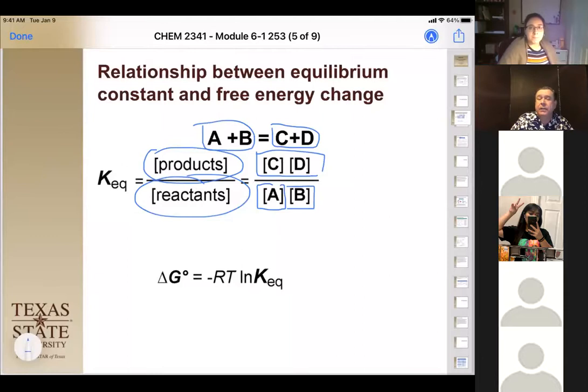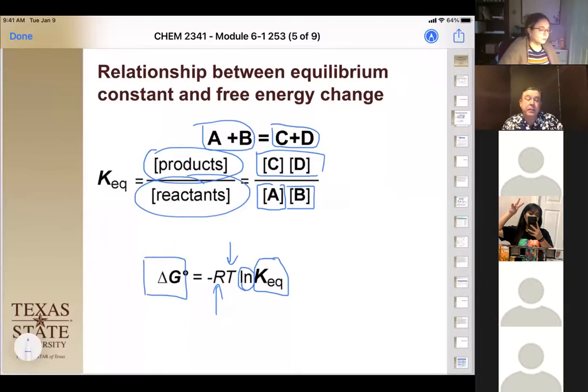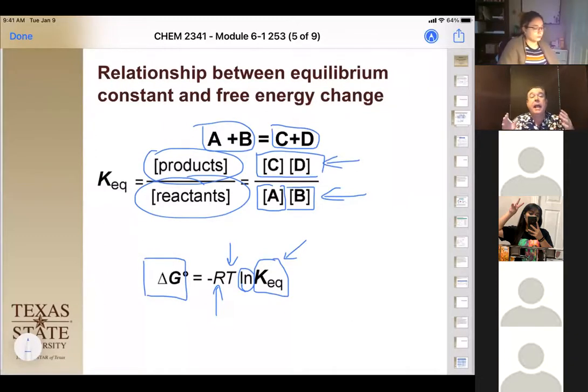But how does that relate to free energy? We have an equation here. If we take the natural log of the equilibrium constant and multiply it by temperature in Kelvin and the ideal gas constant, we get the change in Gibbs free energy. So we can actually measure the change in Gibbs free energy by knowing our equilibrium constant, by measuring the concentration of these species at equilibrium. Don't worry, I'm not going to make you do the calculation. I just want you to know the Gibbs free energy is actually a measured number. It's not some mythical thing we just make up. We do physically measure that number.